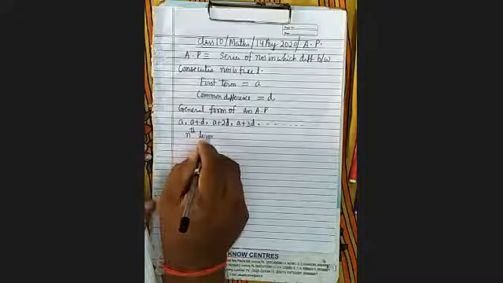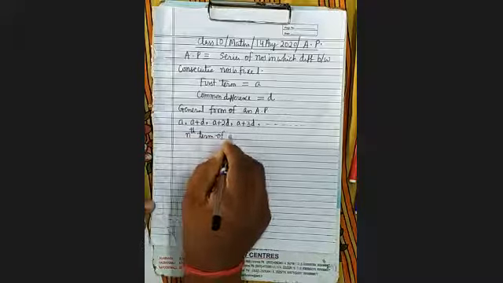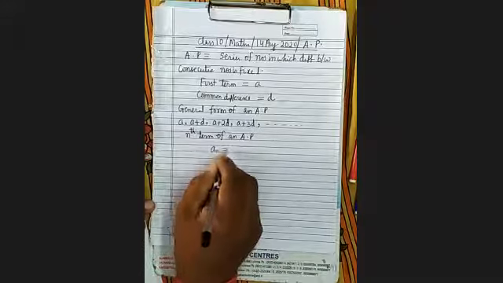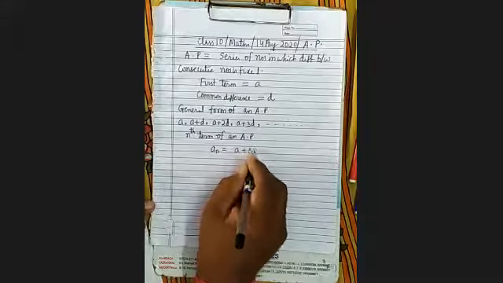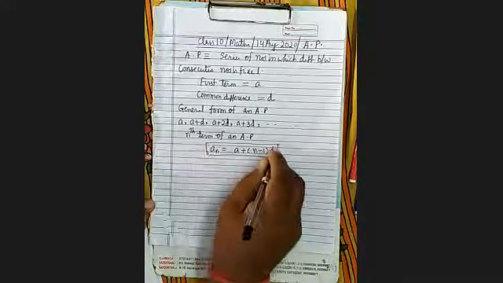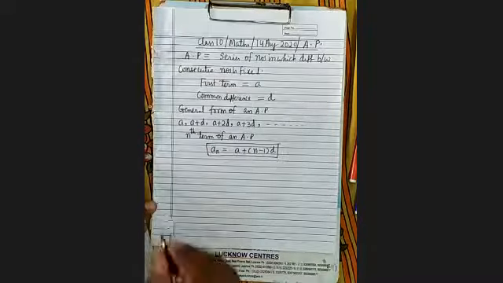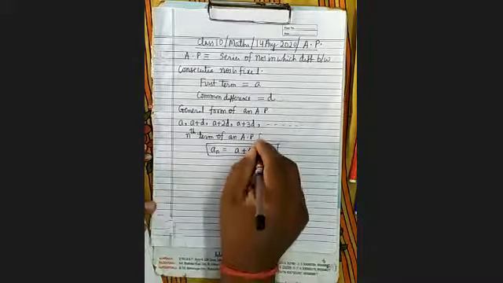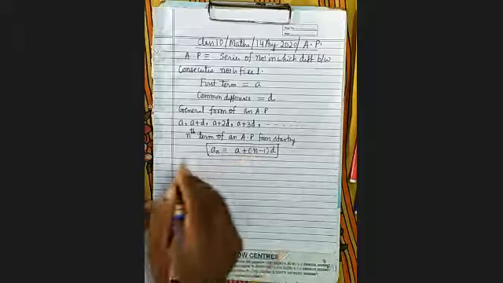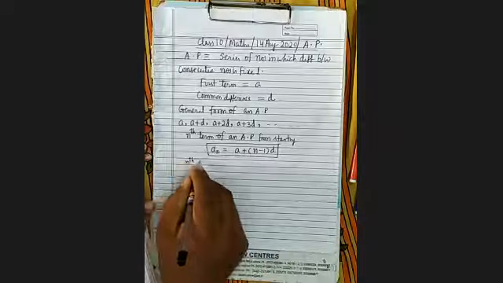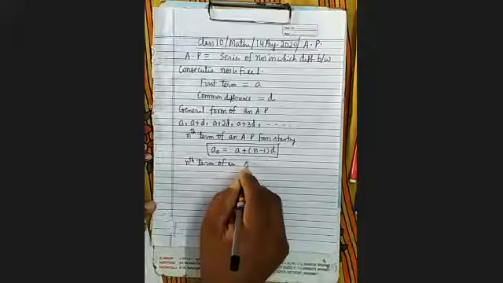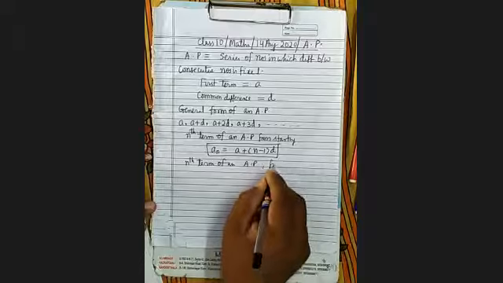Now see here, nth term of AP. Nth term of an AP is denoted by An equals A plus (n minus 1) into D. This is the nth term of AP. Now nth term of an AP from last.